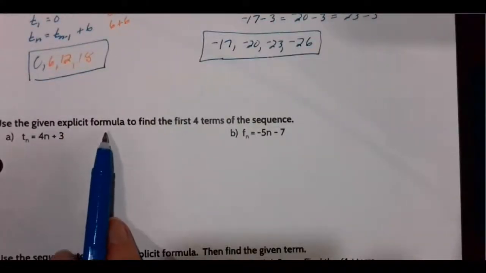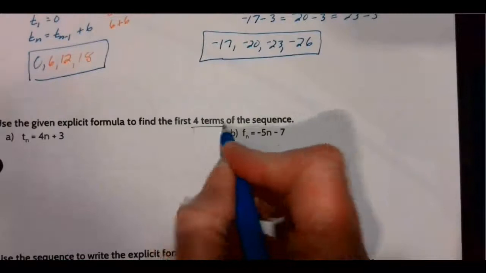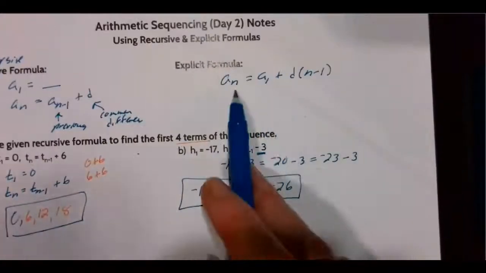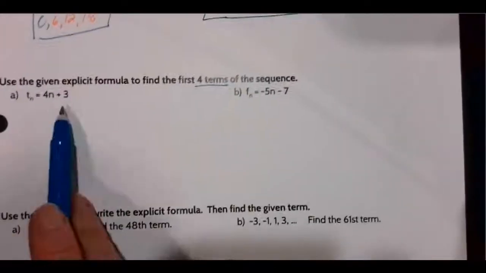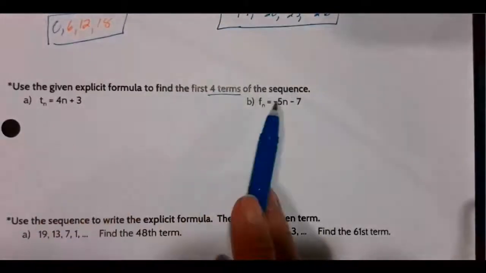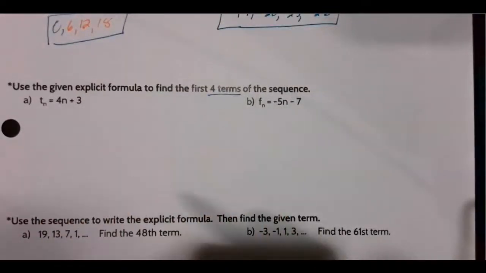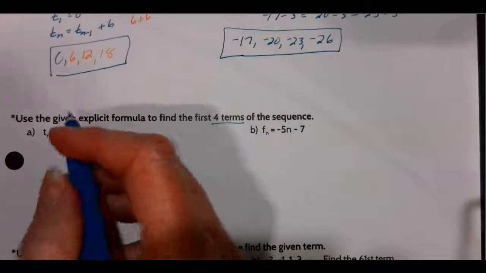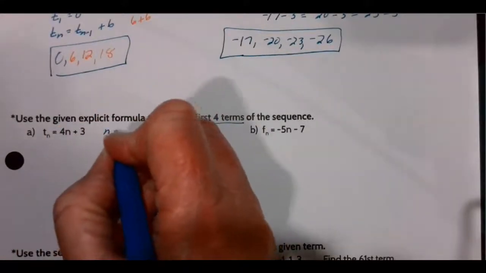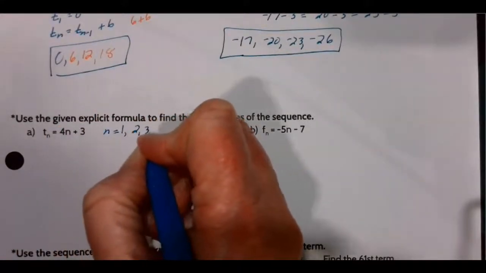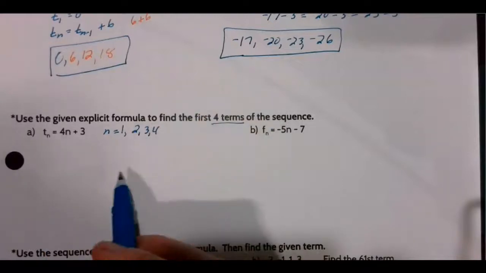Use the explicit formula to find the first 4 terms. Now, the explicit formula I know is this right here. And what they did here is they just already simplified it for us. So now we're going to find the first 4 terms of that. That means we want to find n equaling 1, 2, 3, and 4. So we're just going to plug those in.